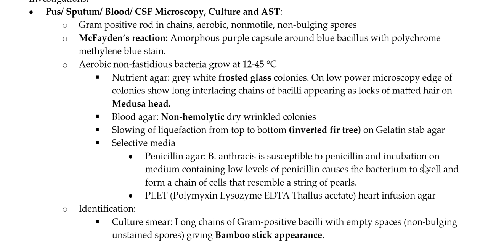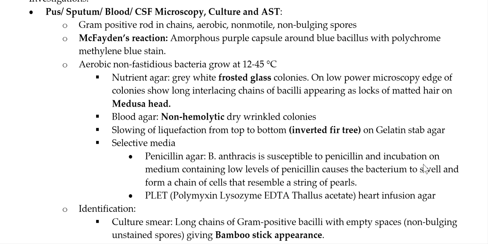There are two selective media, penicillin agar and PLET medium. In penicillin agar, Bacillus anthracis is susceptible to penicillin. So if you use low level penicillin in the medium, it will not kill the bacteria, but damages its cell wall and the bacteria will start to swell. And you will see chains of swollen cells. So it resembles a string of pearls, right? So that is known as the string of pearls reaction. PLET is basically polymyxin, lysozyme, EDTA, thallous acetate heart infusion agar, which is a selective medium to grow Bacillus anthracis.